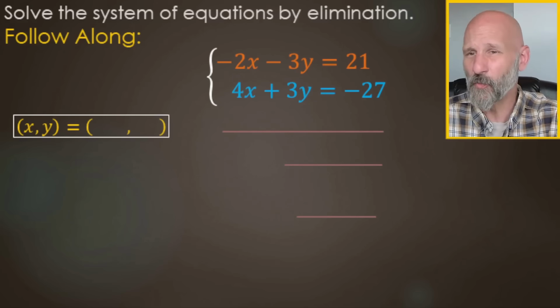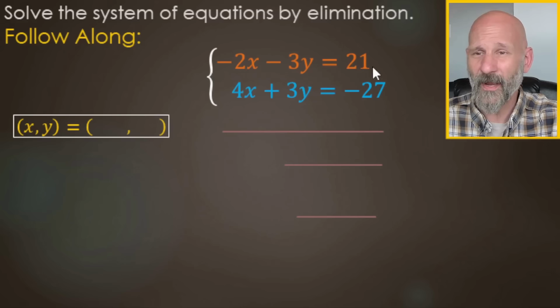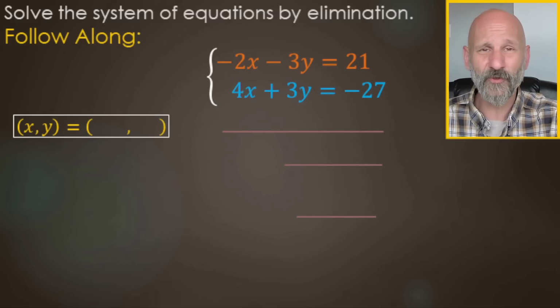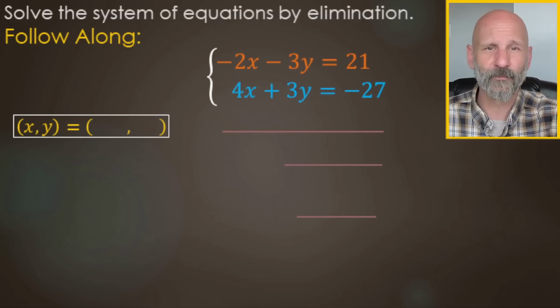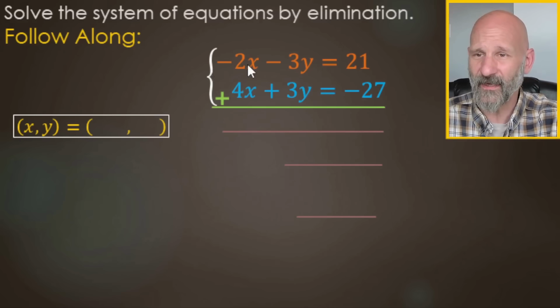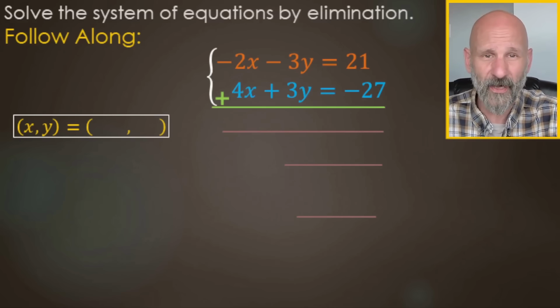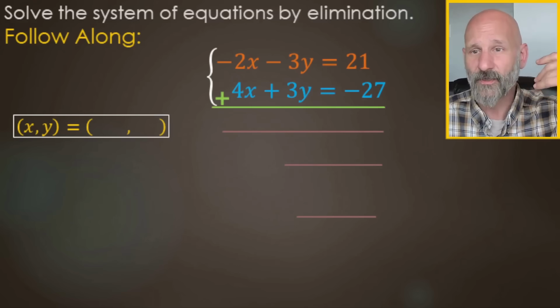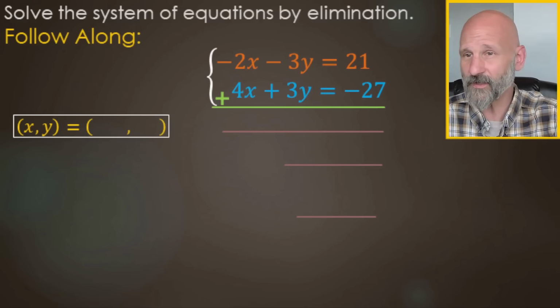So here we go. We're going to solve negative 2x minus 3y equals 21 and 4x plus 3y equals negative 27. We're going to solve this system here by elimination or addition. So we're going to add both of these straight down. So we have negative 2x's, and this is all elimination is. We're just using addition to add the equations together.